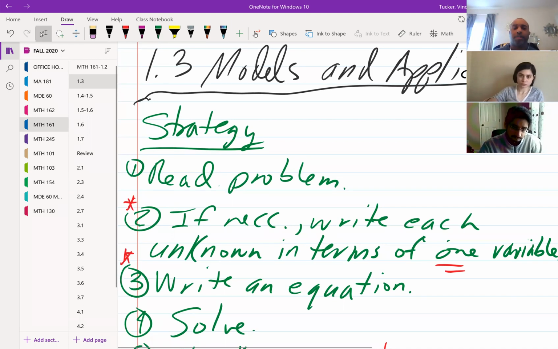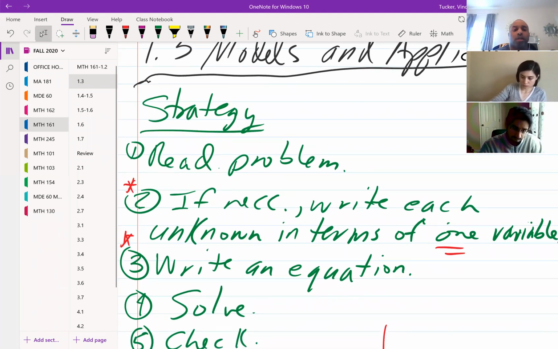And so the strategy, and let's say this, another word for applications is word problems. So the strategy here, we have a 5-step strategy. We want to first, of course, read the problem. Make sure you understand what's going on in the problem. Remember, no one knows how many times it took for you to read it. So take your time.